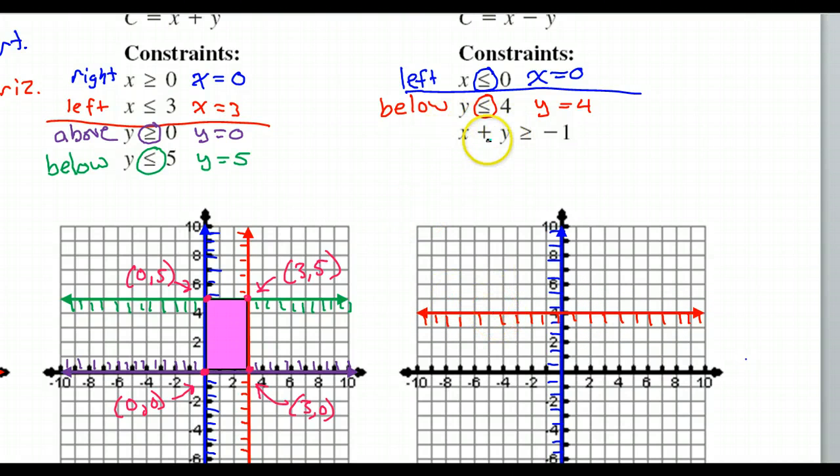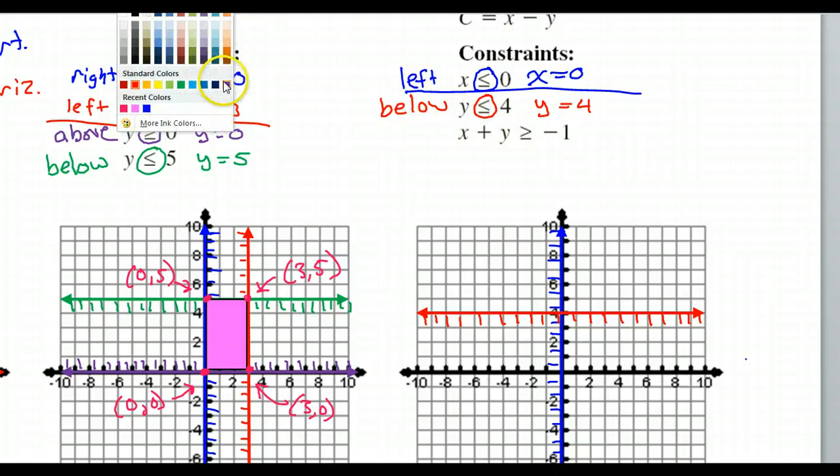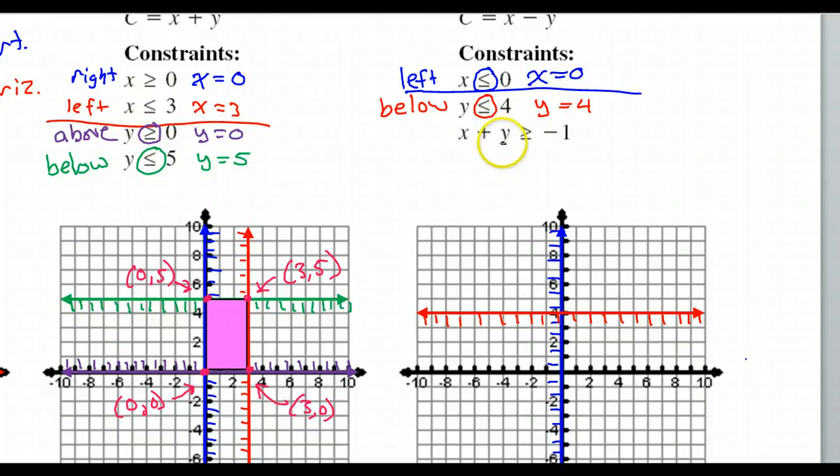Okay, so that's that. Now this other one, the final equation needs to be rewritten to get y by itself. So we're going to need to subtract x from both sides. So that's going to give us y is greater than or equal to negative x minus 1.